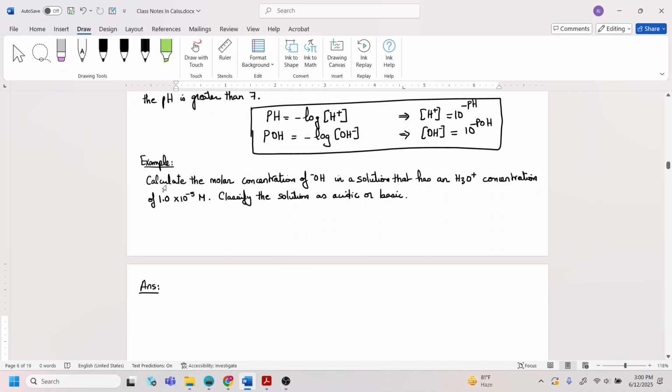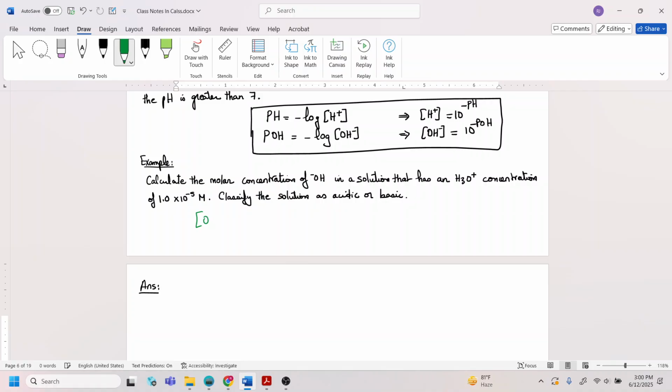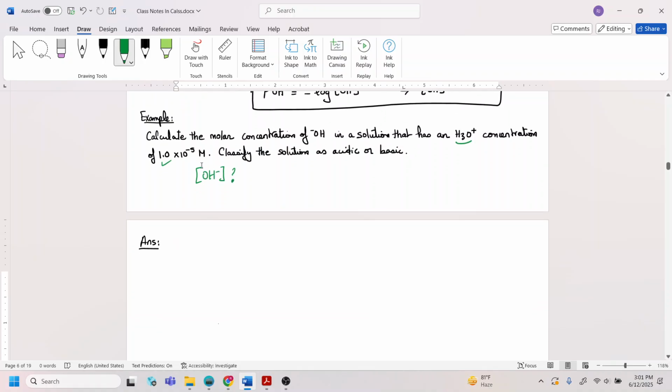Let's have an example. Calculate the molar concentration. This is the regular concentration in moles per liter. This is why it's called molar. So molar concentration of the OH minus. So what they need over here is the concentration of the OH minus. This is what they need. They gave us the concentration of H3O plus, which is the concentration of H plus, and they want the concentration of the base. They gave the concentration of the acid, they want that of the base. That's the first part of the question in there.